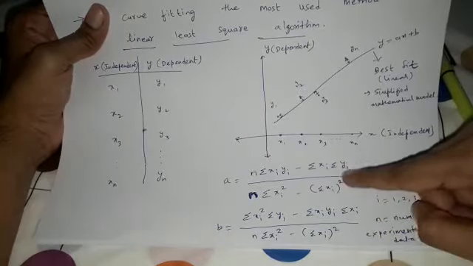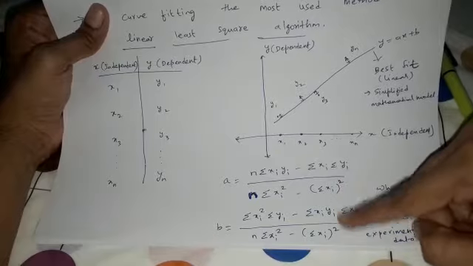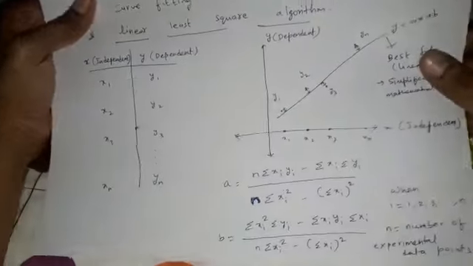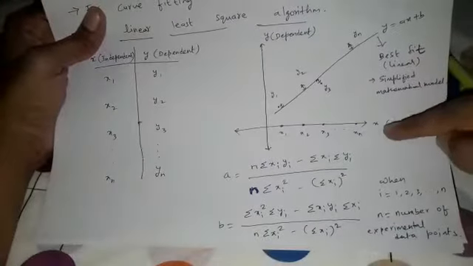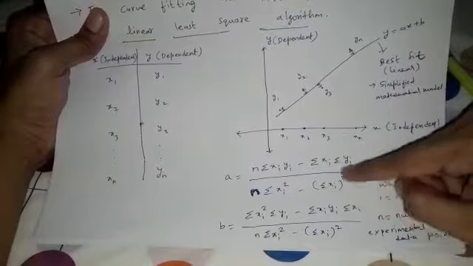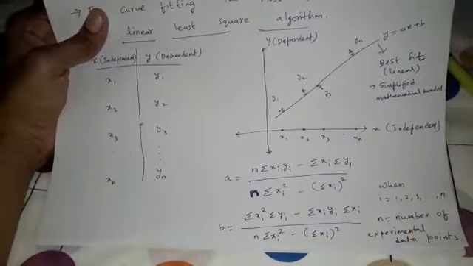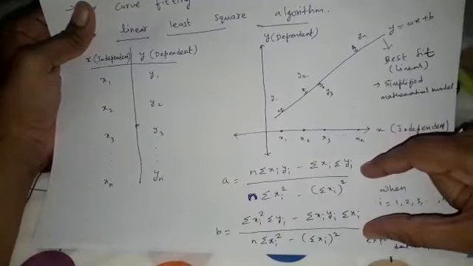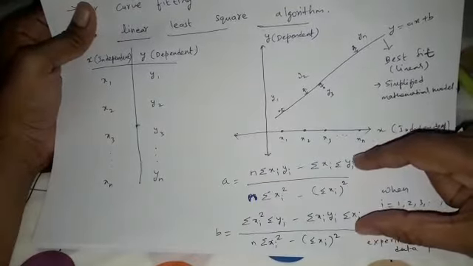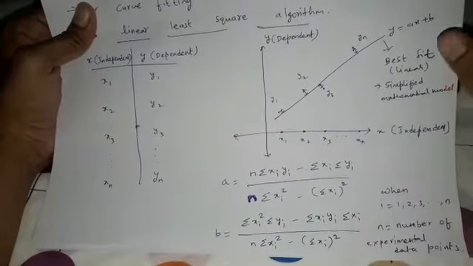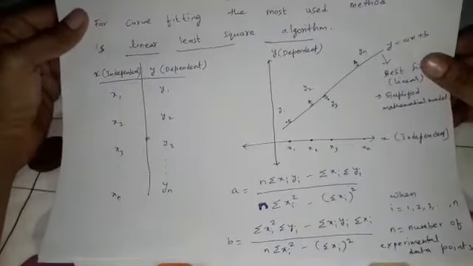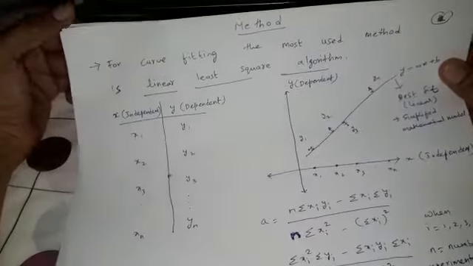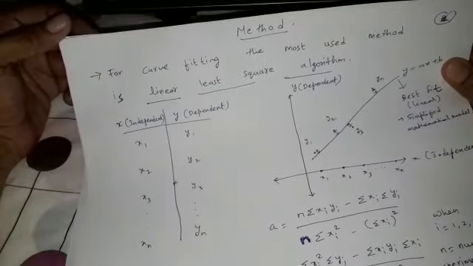In both a and b, if you see the denominator, it is the same. Only you need to remember the numerators. It is very important to remember these formulas. If you remember these two formulas, you can do any problem. So please try to remember these two formulas. They won't be given in the exam, you need to remember them. So let's do one numerical problem to understand this method.